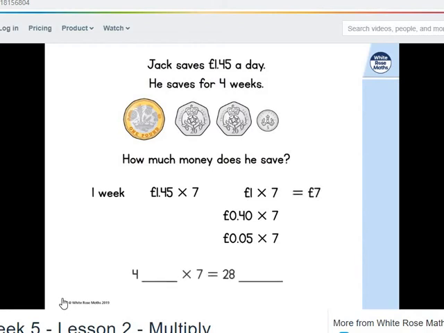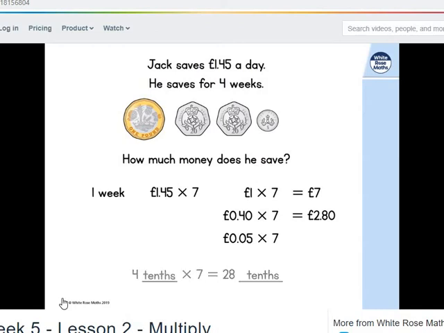The first one's easy. £1 times 7 is £7. Now this next one, 0.40 times by 7, well, I know what 4 times 7 is, that's 28. So 4 ones times 7 ones is 28 ones. But we're not calculating 4 ones, we want 4 tenths. But it still gives me 28 tenths, so 4 tenths times by 7 is 28 tenths. And 28 tenths is the same as £2.80.